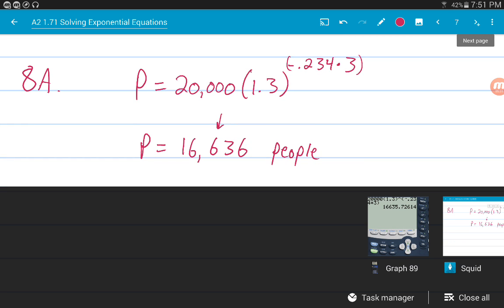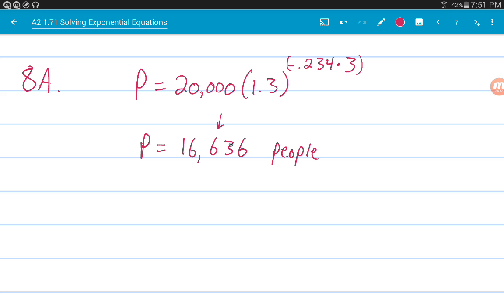I did put the right 1.3 raised to the negative 0.234 times 3. Okay, cool. So we're going to round here at the 6, so we'll get rid of these guys, and my final answer will be 16,600 people.